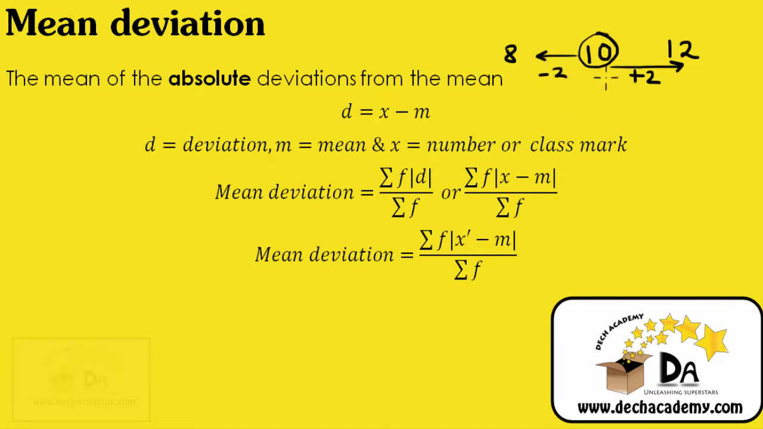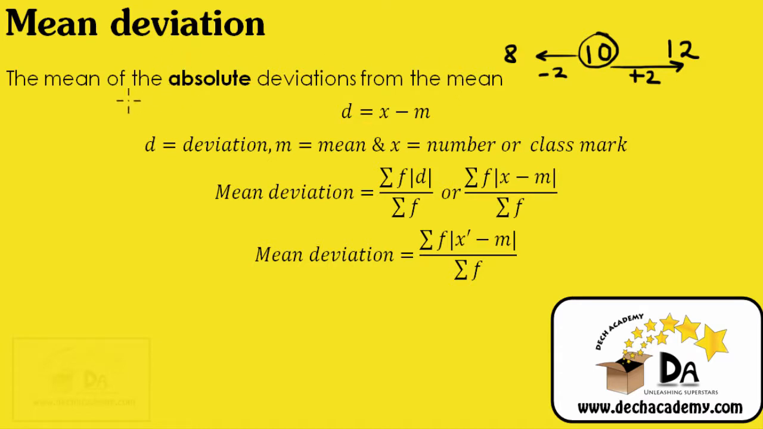You can kind of see the idea of a deviation: deviation from some certain number. 12 deviates by plus 2, 8 deviates by minus 2. 12 is larger than 10 by 2 units, and 8 is less than 10 by 2 units. So that's the idea of a deviation. Now we're looking at the mean deviation, and in fact we're looking at the mean of the absolute deviations from the mean of a distribution or a set of data.